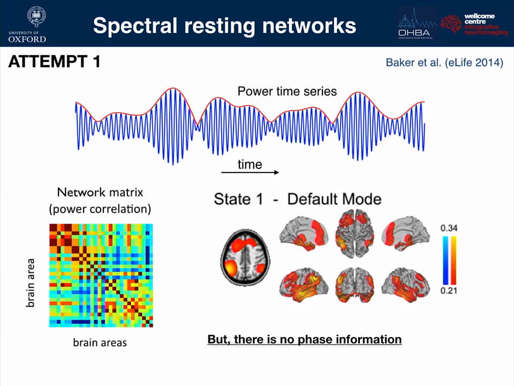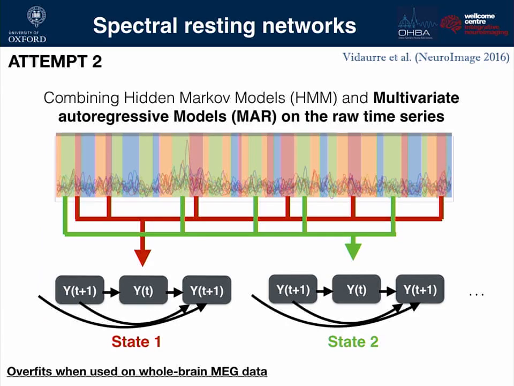The issue here is obviously, by definition, we don't know anything about phase. We lose everything about phase, and phase is something that I think we all agree is an interesting thing. So attempt number 2, I thought, well, let's characterize its state using a multivariate autoregressive model, which contains a lot of information about the frequency and contains information about phase.